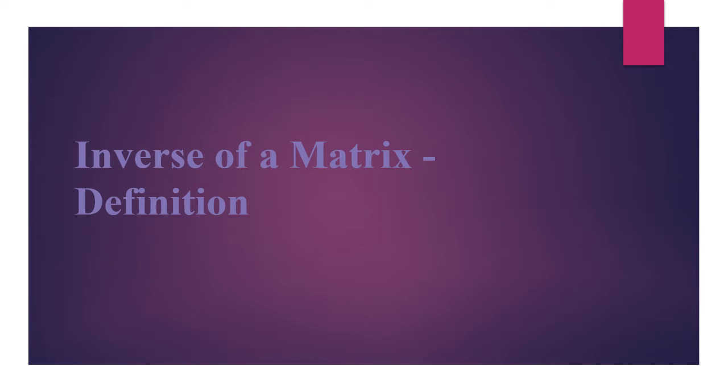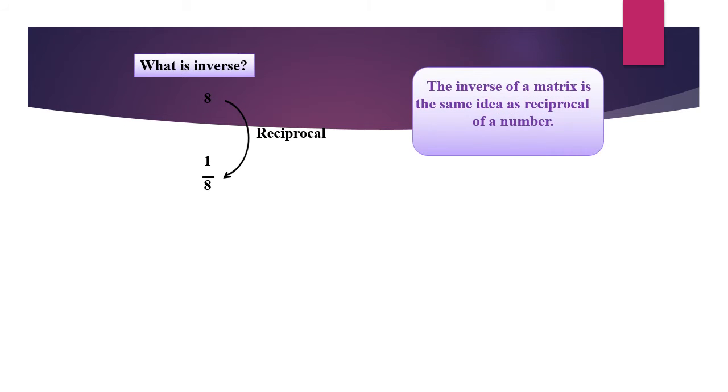Students, now we will be discussing the next concept in matrices, that is how to obtain an inverse of a matrix. So to begin with, we will try to understand the meaning of inverse. To understand what is inverse, we start by considering a number 8. So 8, a reciprocal of 8 is 1 by 8.